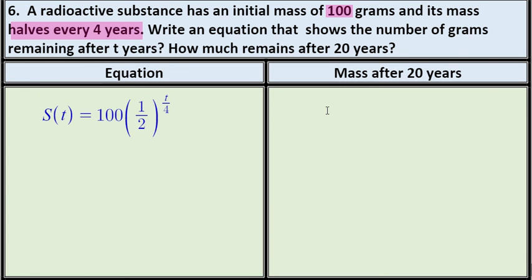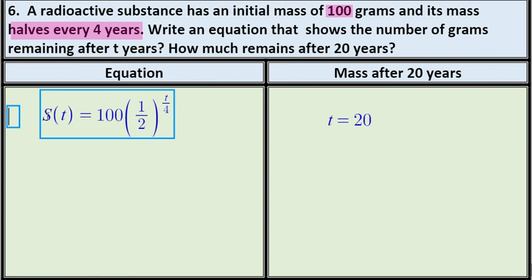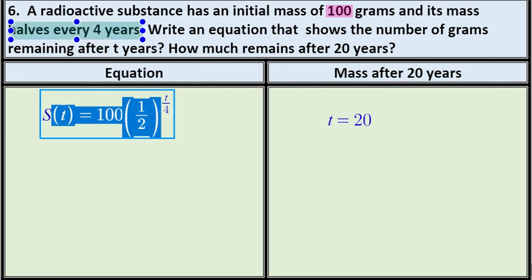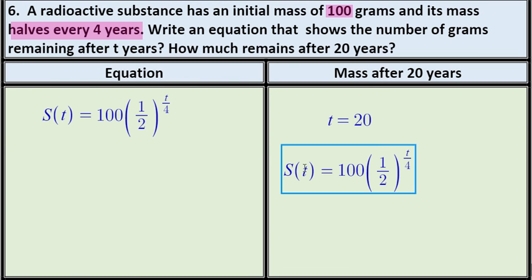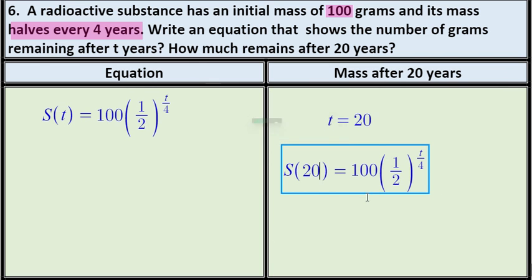Now, when we talk about the mass, to find the mass after 20 years, t is 20. So I steal this equation, and everywhere that I see a t, I replace it with 20. So the S of 20, how much substance remains after 20 years, does this.